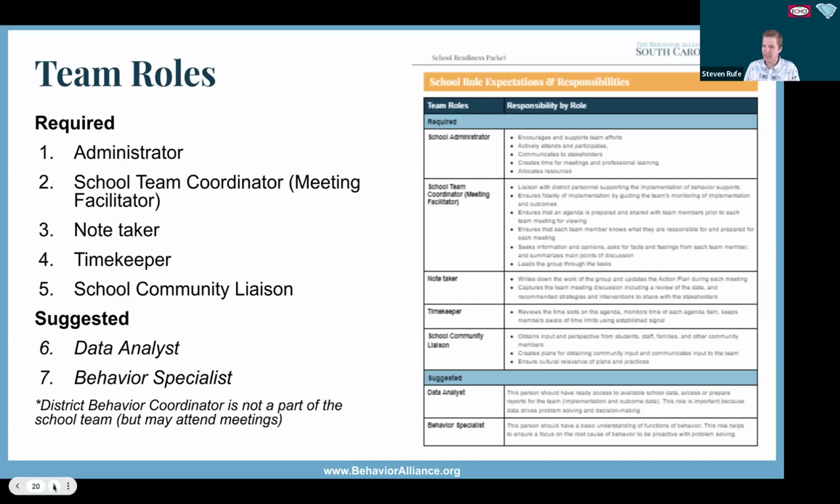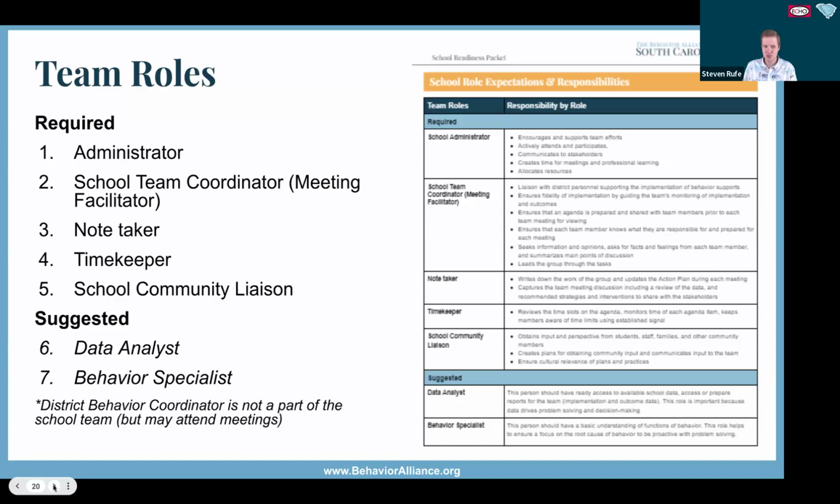And while the district behavior coordinator, all of you and your implementation support partner, is not actually going to be listed as part of the team, you're going to want to be sure that you know when the meetings are taking place and you are able to attend those meetings where possible to make sure the work continues to move along. So we just wanted to make that note.